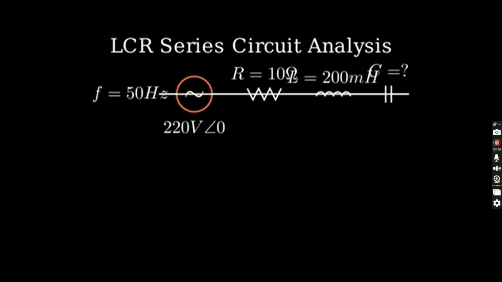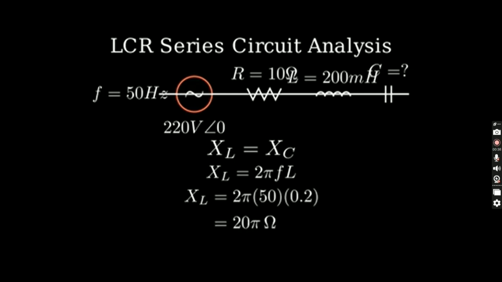For unity power factor, we know the circuit must be at resonance. At resonance, the inductive reactance X_L equals the capacitive reactance X_C. Let's first calculate the inductive reactance. X_L equals 2 pi FL. Plugging in our values, we get 2 pi times 50 Hz times 0.2 henries, which equals 20 pi ohms. Since we're at resonance, the capacitive reactance must also equal 20 pi ohms.